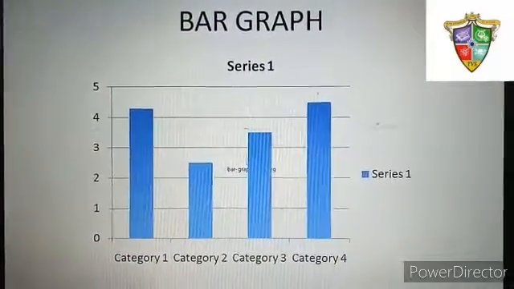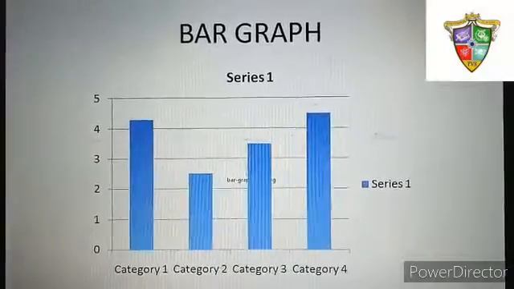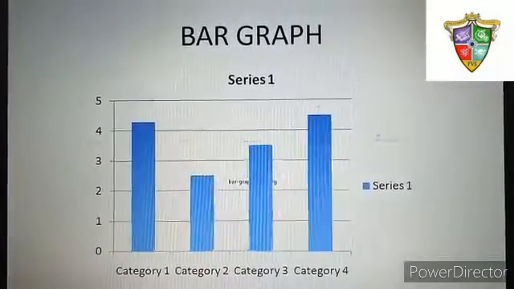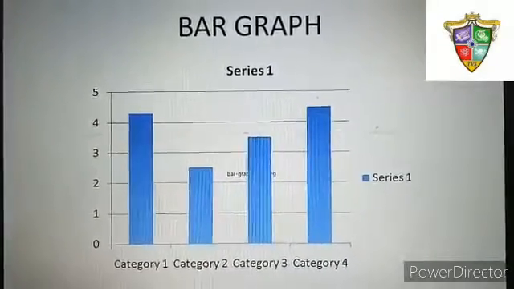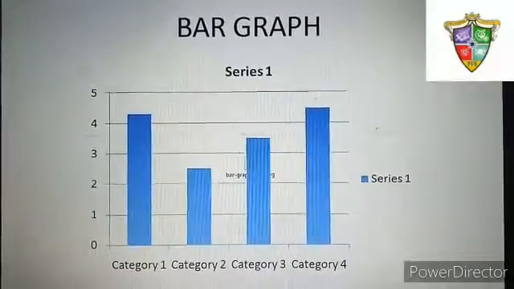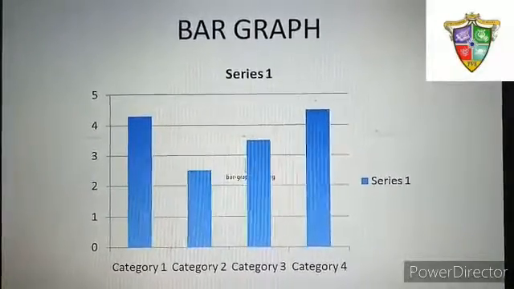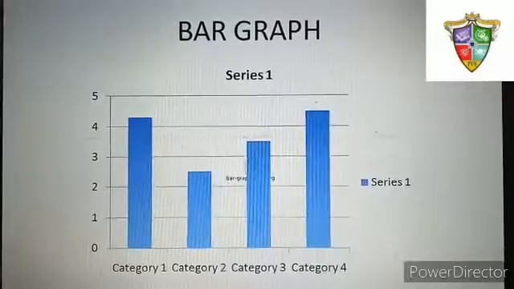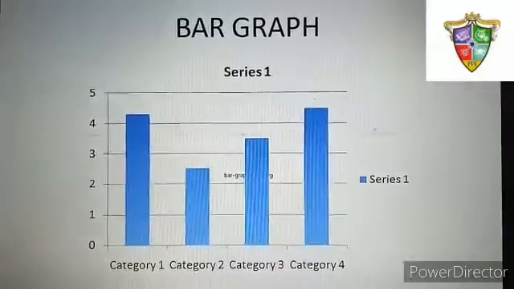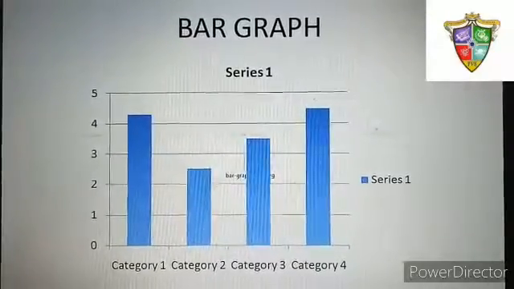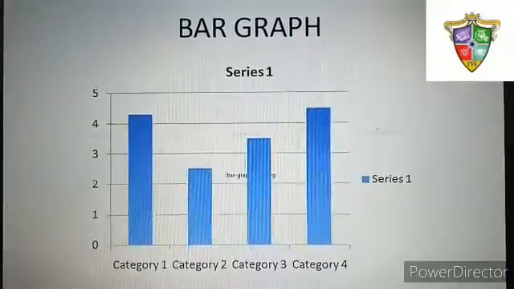Now we have a bar graph here. As you can see, there are 4 categories. On the basis of these categories, if you're talking about sales or production, we can easily see which category has the most production or which category has the least production. So by looking at the bar graph, we can easily find information.